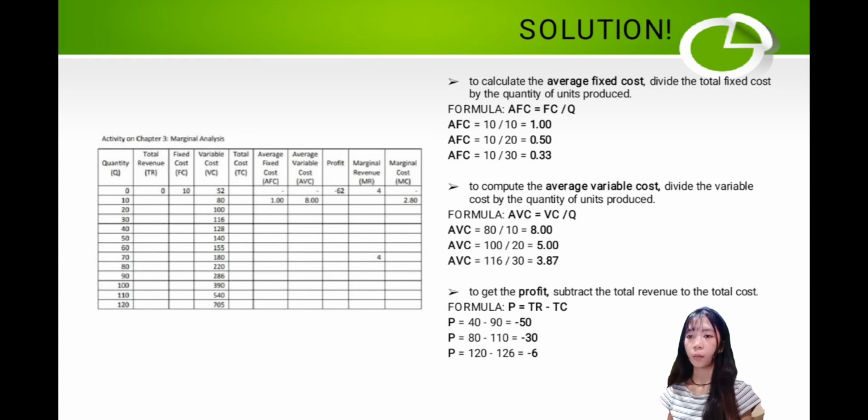Next, to get the profit, subtract the total cost from the total revenue. Formula: P equals TR minus TC. P equals 40 minus 90 equals negative 50. P equals 80 minus 110 equals negative 30. P equals 120 minus 126 equals negative 6.